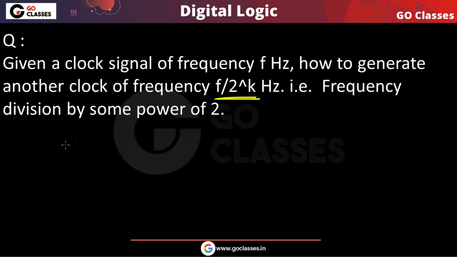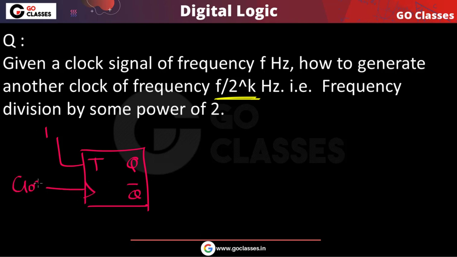For example, we have already seen that if you have a T flip-flop, you connect this T with 1. Now what will happen? The output will toggle, because whenever T is equal to 1, the output will toggle in every clock pulse. This is your clock, and this is your output. You know that if this clock has f hertz frequency, then this output will have f by 2 hertz frequency. So this we have already seen.